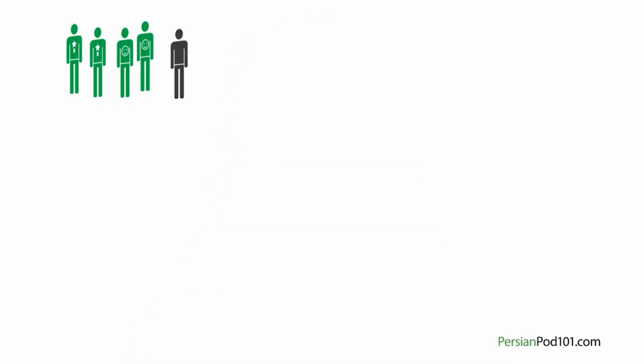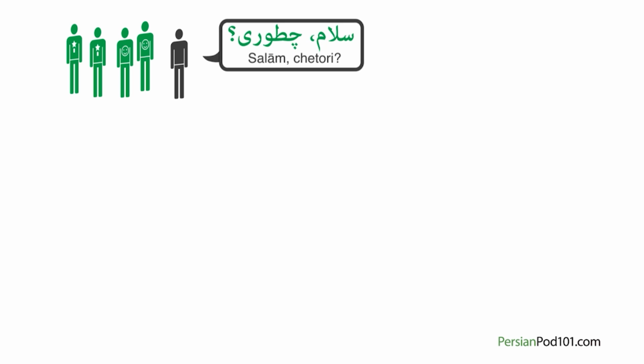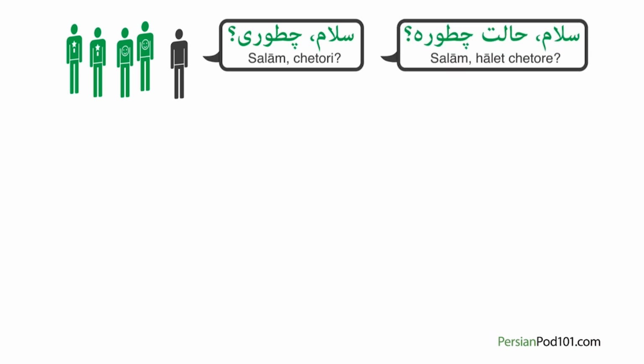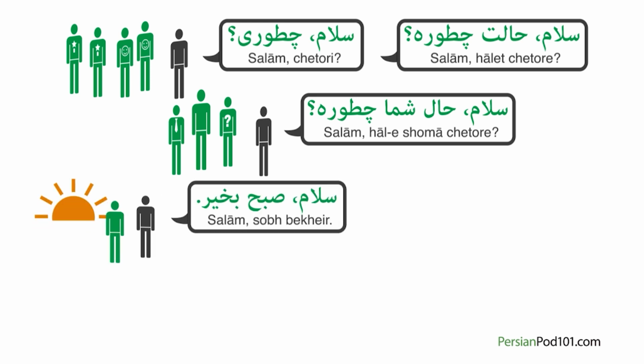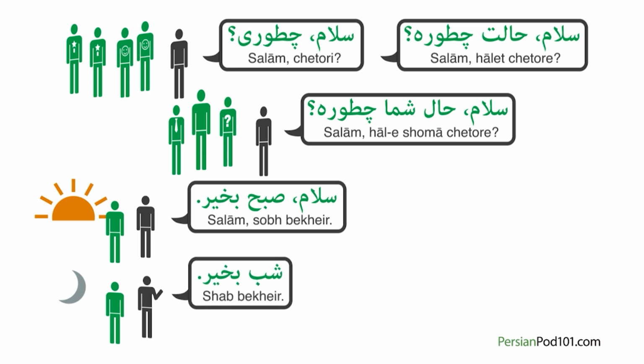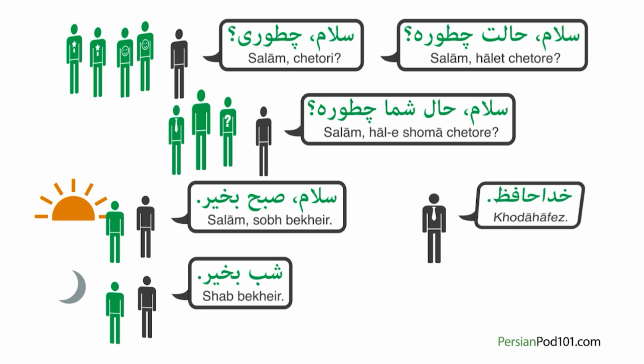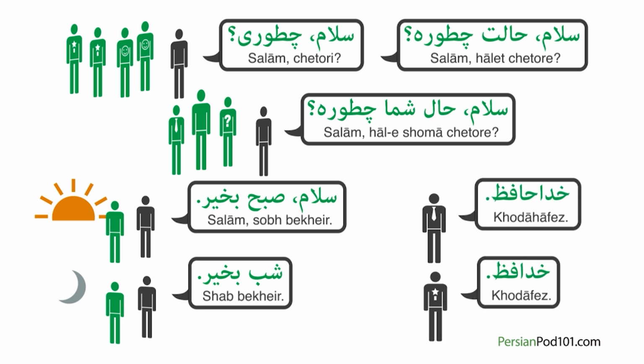Let's review them all one more time. When meeting friends or relatives, salam, chatori. Salam, halet chatore. When meeting a stranger, someone older, or someone we don't know well, salam, hale shoma chatore. To say good morning, salam, sob bekhair. To say good night, shab bekhair. When leaving in a formal situation, khoda hafez. When leaving in an informal situation, khodafez.